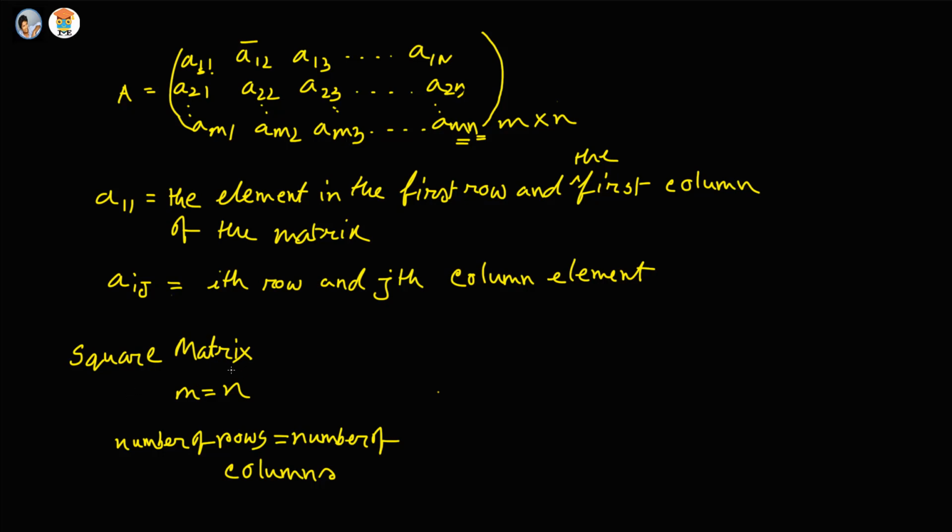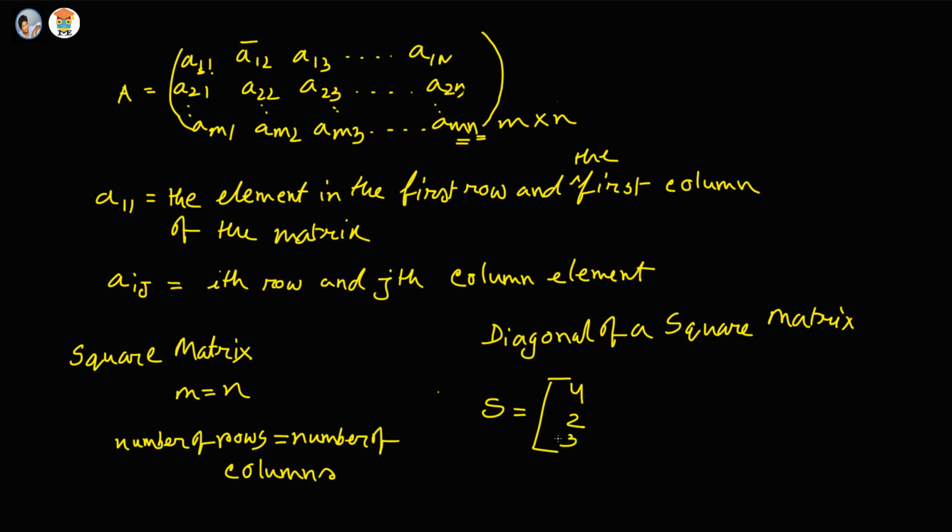Lastly, we will talk about diagonal of a square matrix. Let us consider a square matrix S, which is equal to, say, 4, 2, 3, 2, 1, 2, 3, 2, 9. So this is a 3 by 3 square matrix. There are 3 rows and 3 columns.